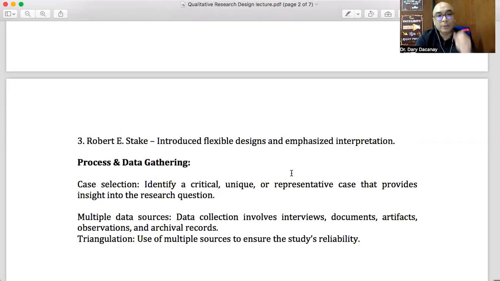And then we also have a multiple data sources. Now, data collection involves interviews, documents, artifacts, observations, and archival records. Now, you have to be able to do triangulation, meaning you have to use multiple sources to ensure the reliability of your study. Because later on, the panelists might be able to question you how reliable is your study, and you can tell them that you did triangulation.